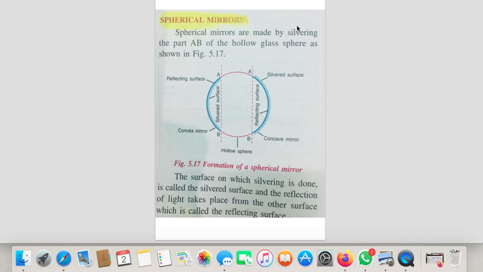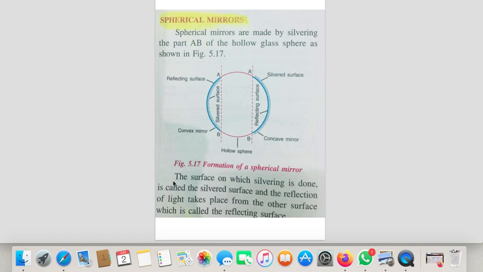Spherical mirrors are made by silvering the part AB of the hollow glass sphere. Now see, if I have a spherical glass mirror, and part of it I take, and either the inner or the outer part is silvered, then whatever is formed, that surface is called a spherical mirror.